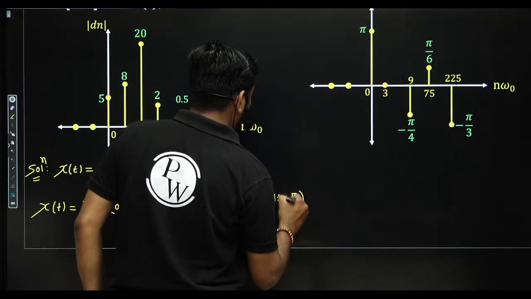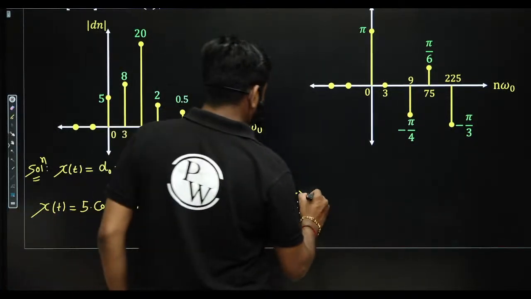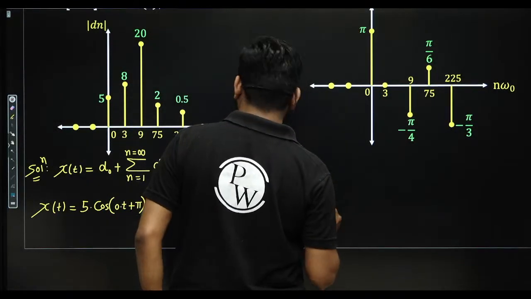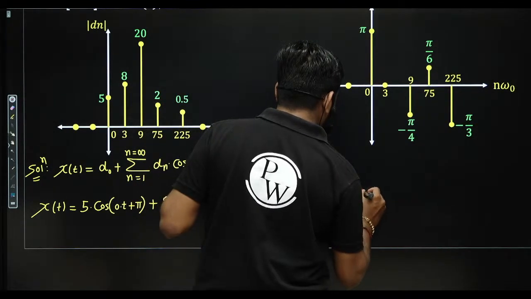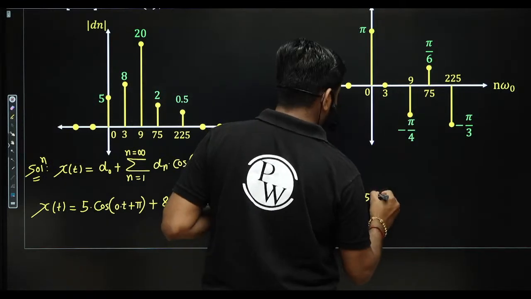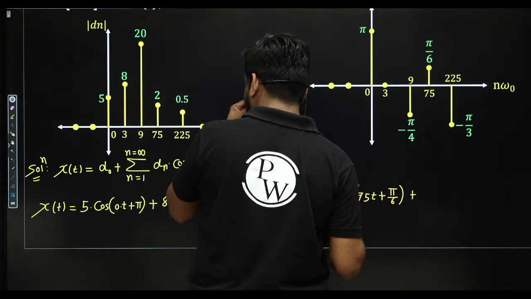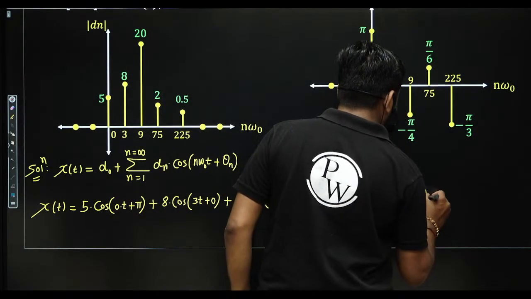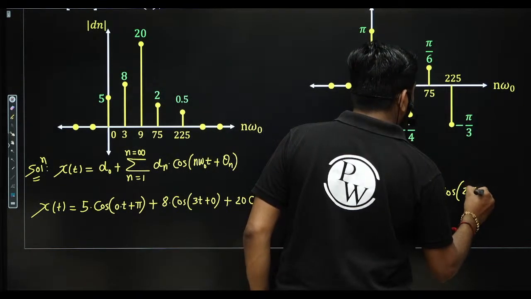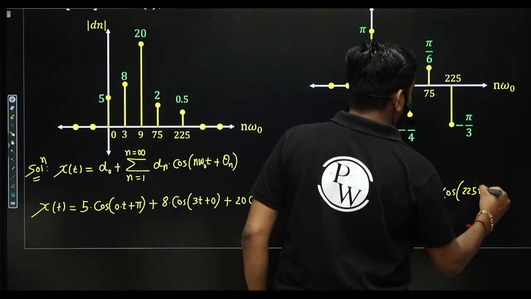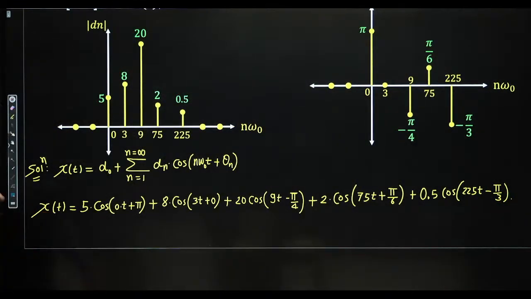In this way we can write the x of t. It is very much easy. Next is plus 2 cos, n omega 0, the corresponding frequency is 75, so 75t, and the angle is plus pi by 6. Then plus the next magnitude 0.5 cos, frequency 225t, and the angle is minus pi by 3. So this is nothing but what?